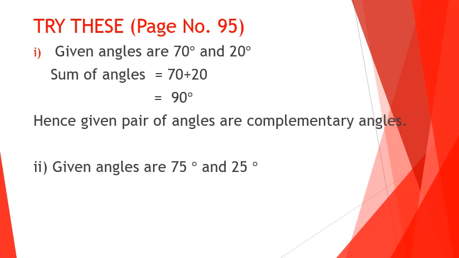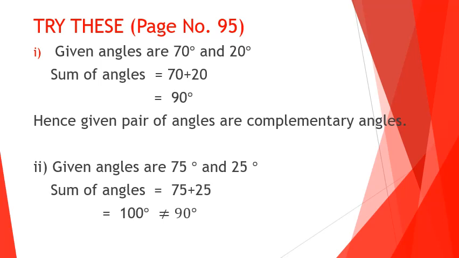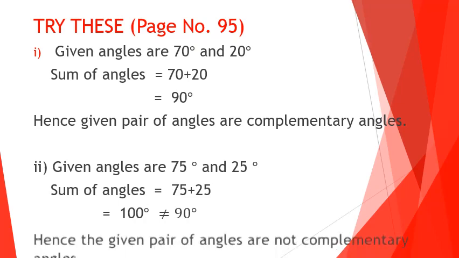Next question, they have given two angle measures, 75 degrees and 25 degrees. We have to check whether this is a complementary angle or not. So our first step, sum of angles. You can add these two angles, then we get 100 degrees, that is not equal to 90 degrees, more than 90 degrees. So the given pair of angles are not complementary angles.